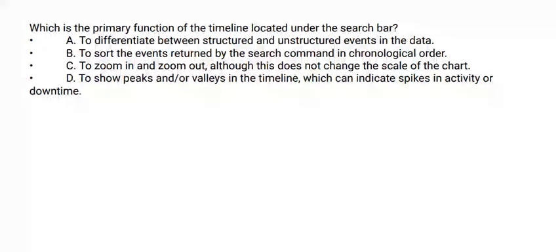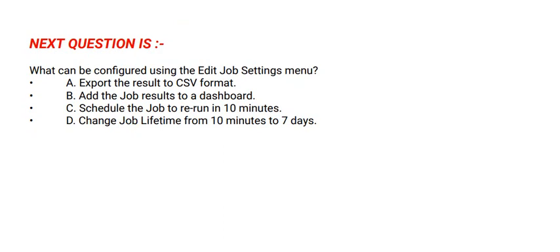The correct option is option D. Next question is, what can be configured using the edit job settings menu? Options are, option A, export the result to CSV format.